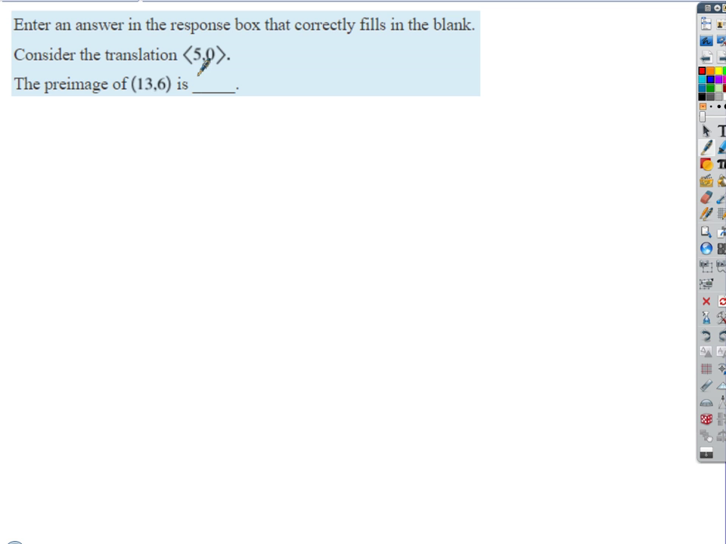18, yeah, they would have said, okay, so here's the rule. I'm going to add 5 to the x coordinates, add 0 to the y coordinates. And so most people, in this case, at least the people that missed it, would have said 13 plus 5 is 18. And then 6 plus 0 is 6.